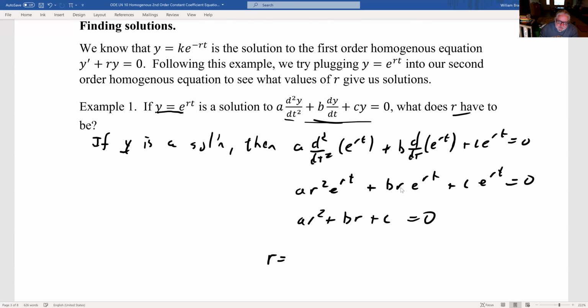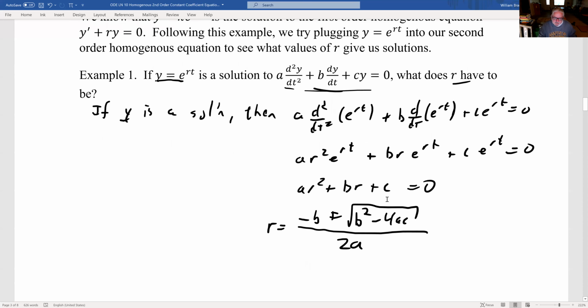So what is r equal to? Negative b plus or minus the square root of b squared minus 4ac all over 2a. So that's what r has to be. And there's two r's. Right, which is convenient.